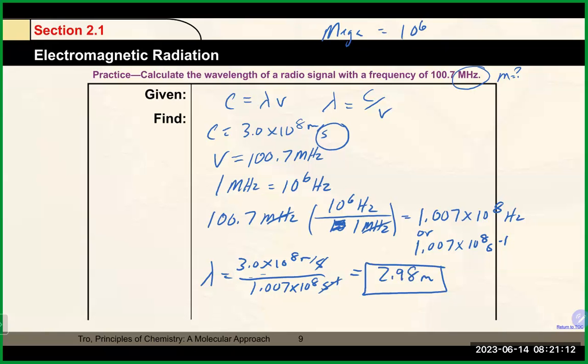And that is typical of what you find for radio waves. That range is typically the wavelength that you see there. And that is a much larger wavelength than what you saw with the red light, the visible light, in the previous problem. Any questions on the calculation there?